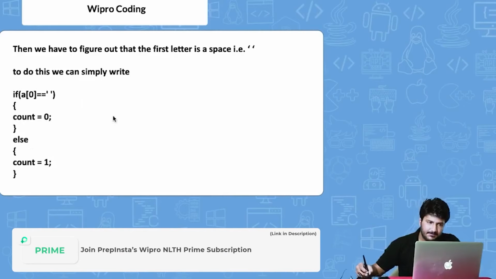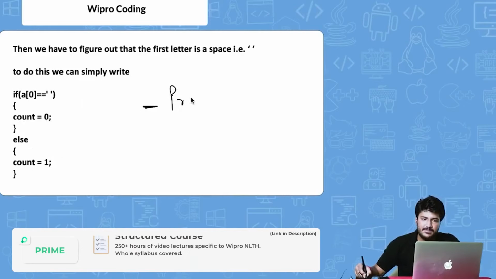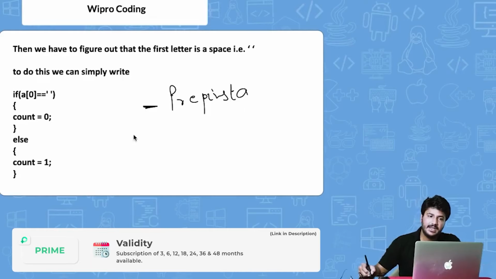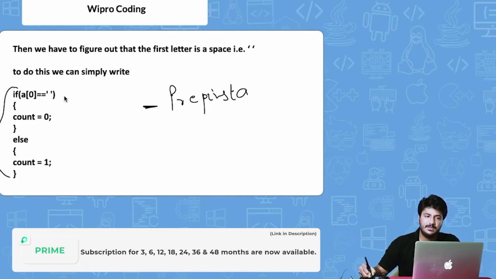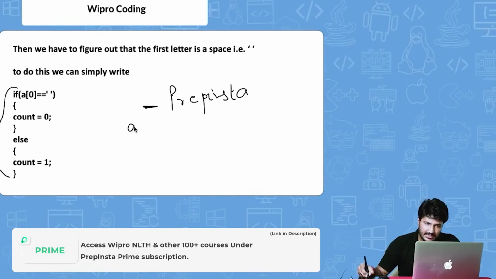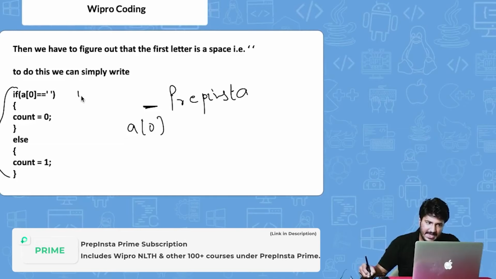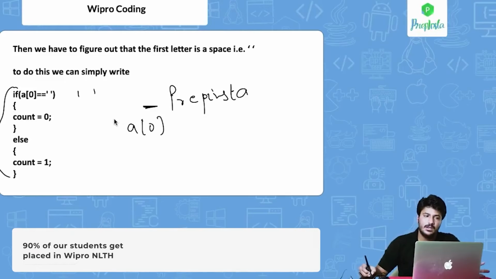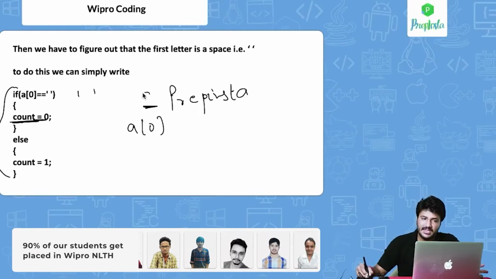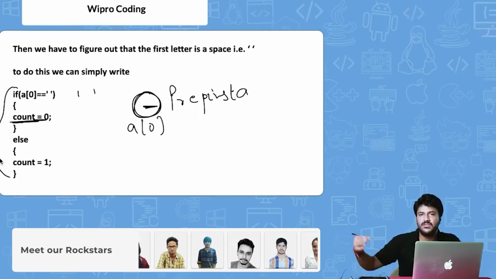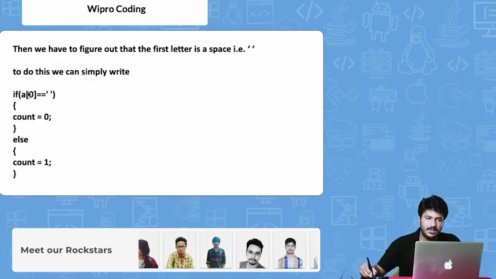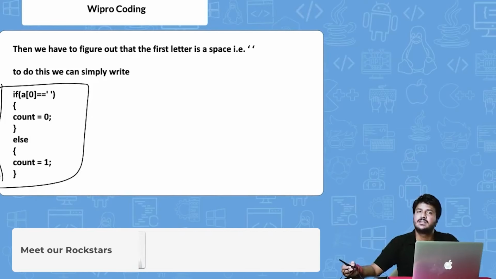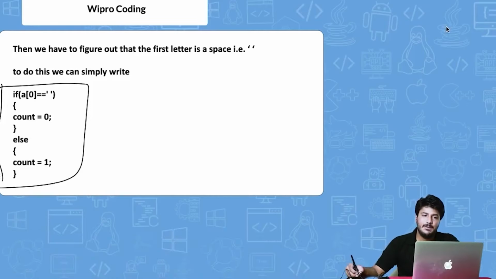Let me explain it again. If there is a space and then we write Prepinsta, the code given on various websites does not handle this, so this is a redundancy to remove that problem. If a of 0 is a blank space, in that case do not start reading the word. This is not a word. Keep the count 0, so in this case it will ignore it, and then we will see the further part of the code. For now, just remember that this has to be written in case the first character of the string itself is a blank space.